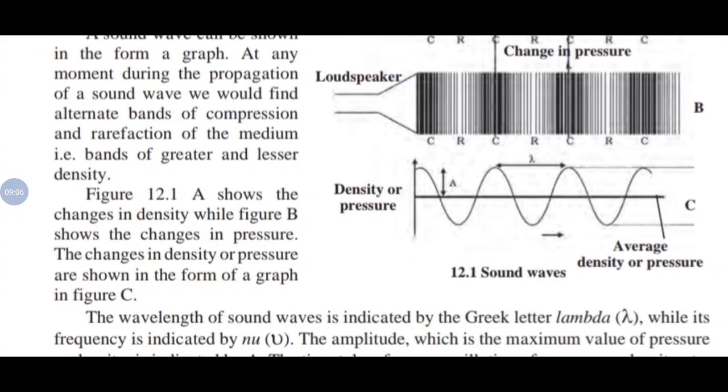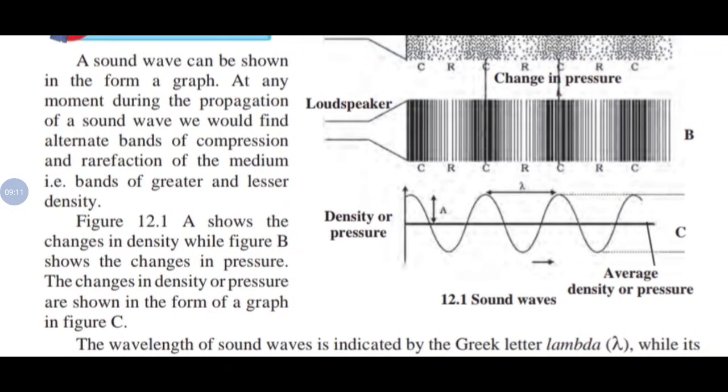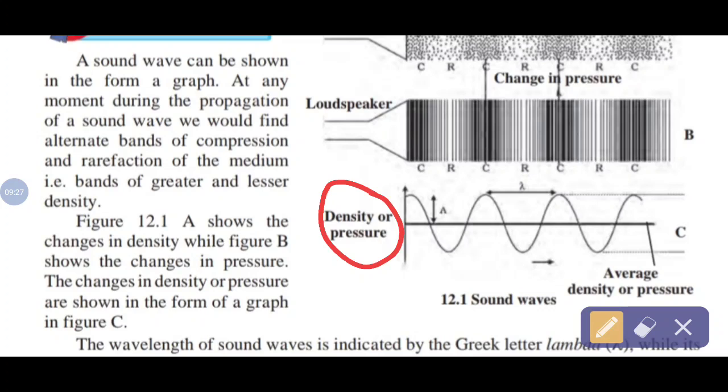The changes in density or pressure are shown in the form of a graph in figure C. In figure C, both changes are shown, the changes in density or pressure. Check the label given here: density or pressure, going up and down like that. So in figure C, in that graph, what is shown? The changes in density or pressure. Getting? Next.